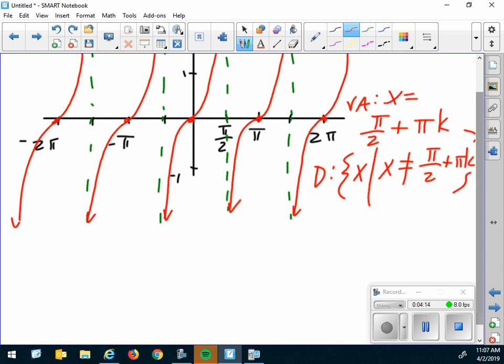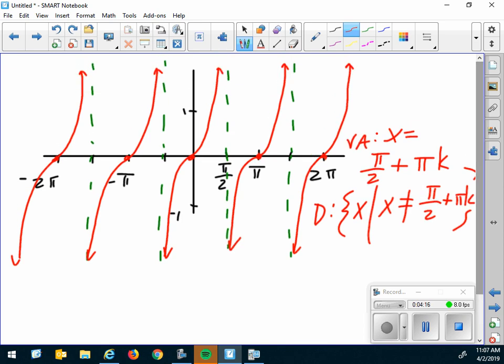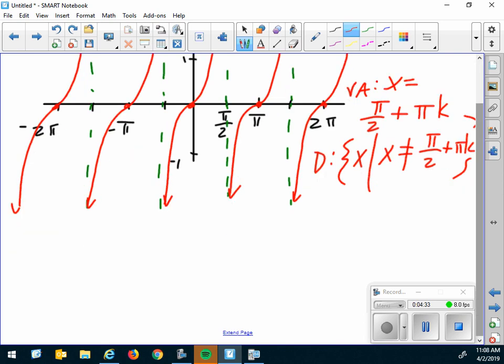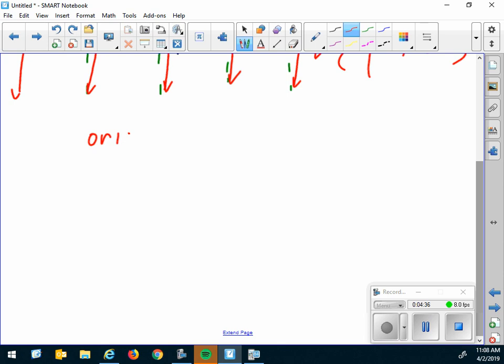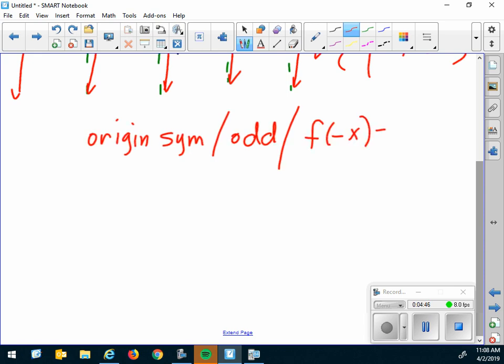Symmetry. Does that sucker have any symmetry? What kind? With respect to the origin. This thing has symmetry with respect to the origin, so it's called a what kind of function? Odd. Yep, it's called an odd function. So this thing has origin symmetry. It is an odd function. Remember, which means f of the opposite of x is the opposite of f of x.